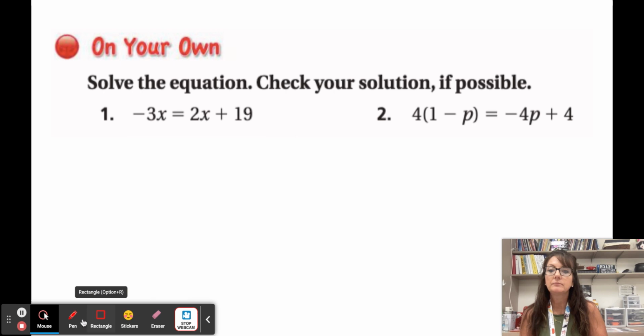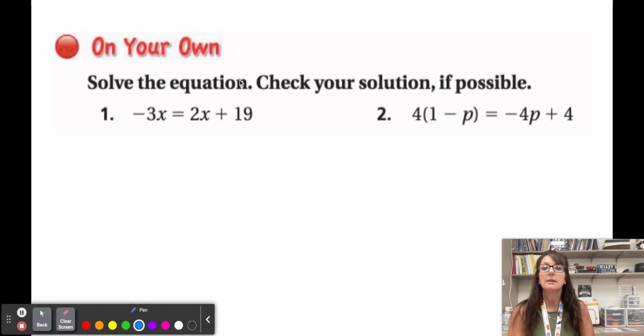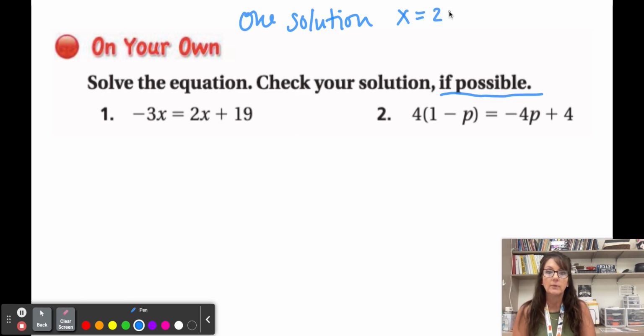All right. So this is what you're going to be doing. It says solve the equation, check your solution if possible. So now that we're putting variables on both sides, this is where you're going to have possibly one solution. That's what we've had so far, right? An example of this would be x is equal to 2, right? Or some number. Sometimes you have no solution.